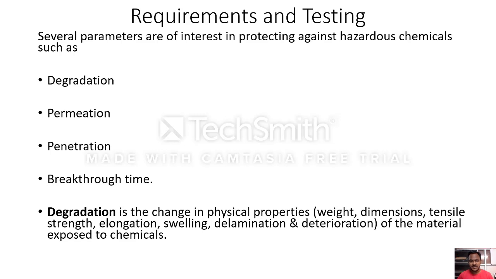So this is about the testing parameters. Now the garment is made. What testing parameters should be performed for ensuring that it is chemically protective? There are several parameters that are of interest in protecting against hazardous chemicals, such as degradation, permeation, penetration, and breakthrough time. We will see each one by one.